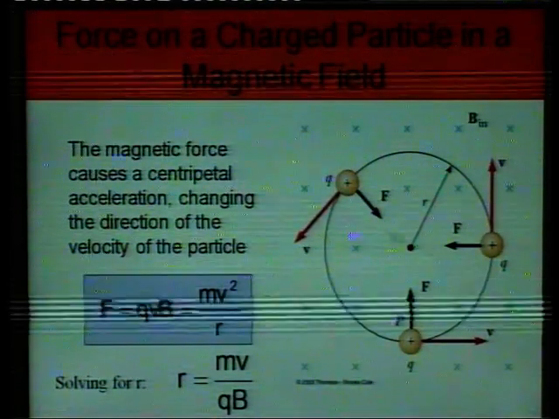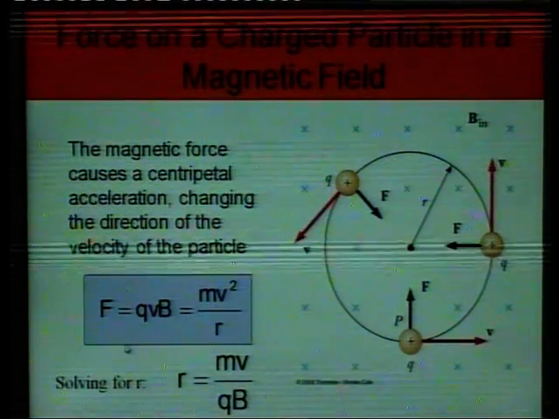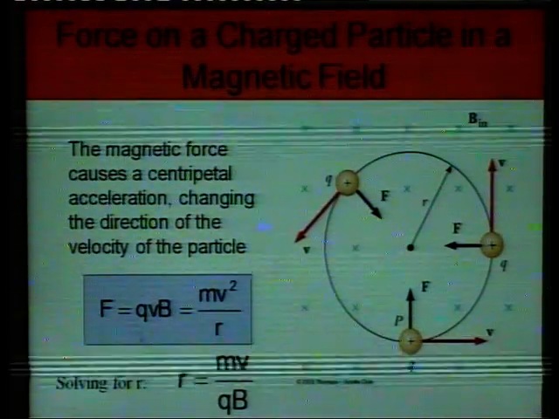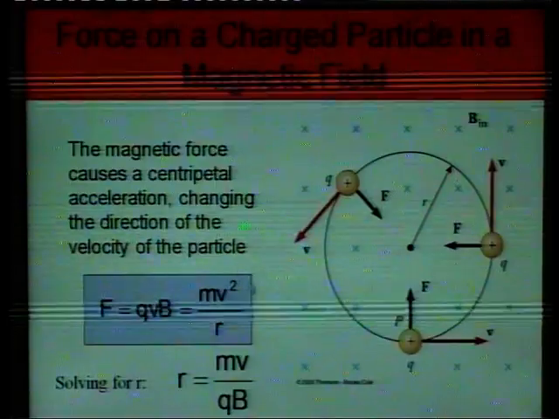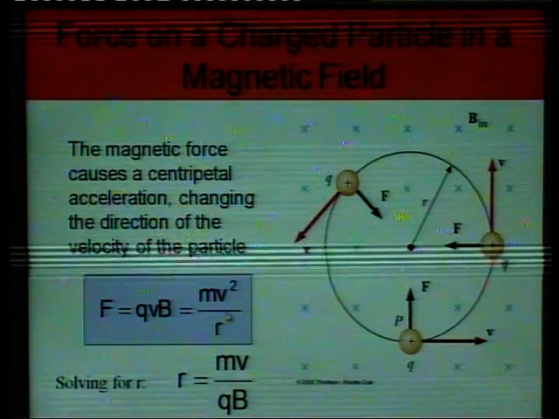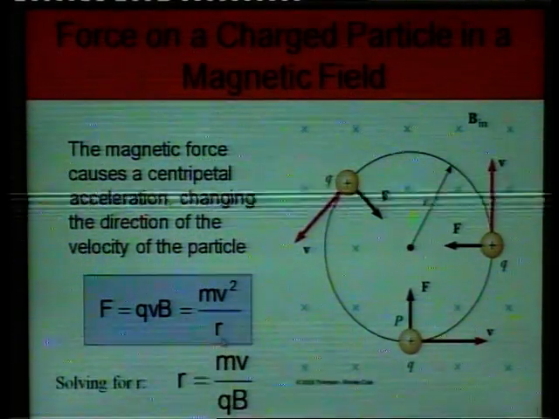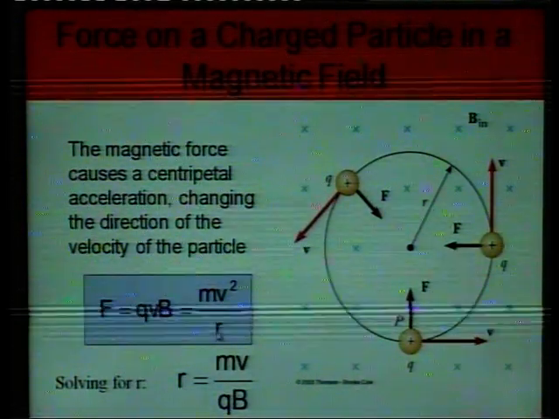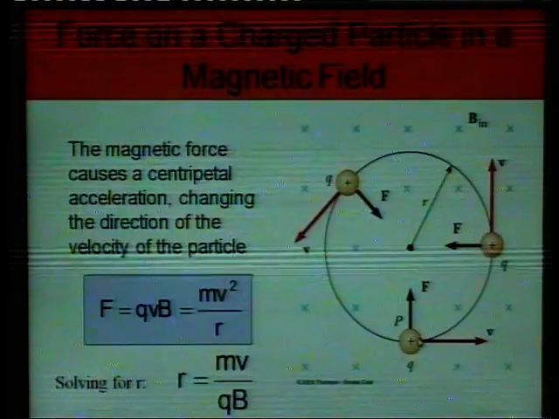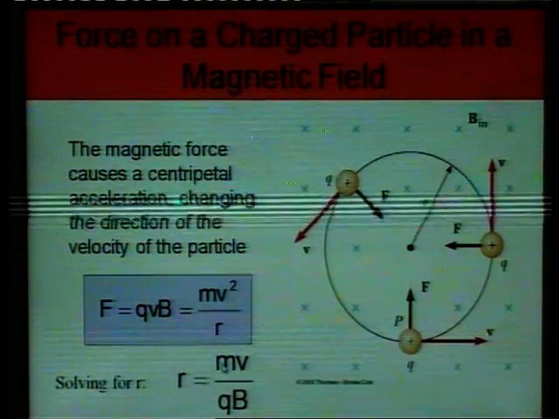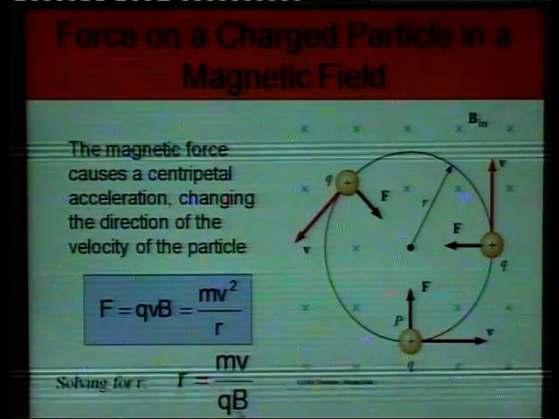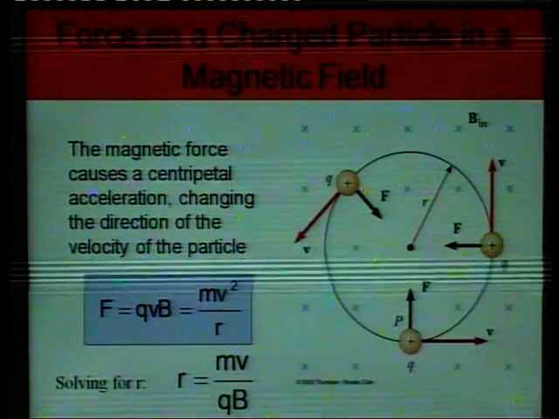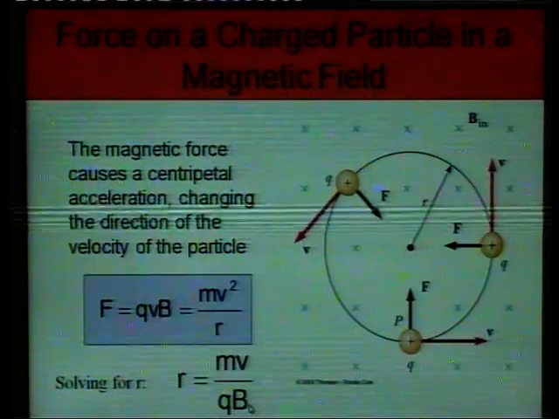We can find the radius of this circular path using this expression: F is QVB, and this force is equal to the centripetal force, which is given as mv square upon r. Equating these two, we can find the radius r of this circular path. It is given by mv divided by q into B, where m is mass, v is velocity, q is charge, and B is magnetic field.